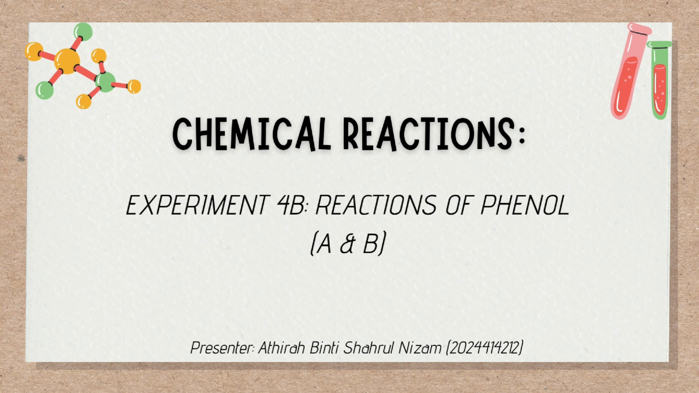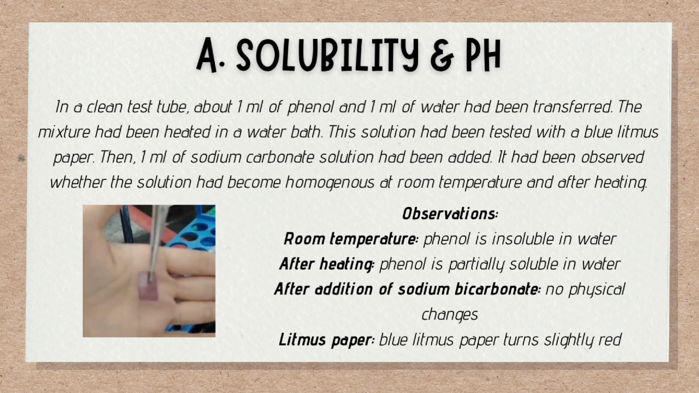Chemical properties of phenol. Part A is solubility and pH. In a clean test tube, about 1 ml of phenol and 1 ml of water were transferred. The mixture was heated in a water bath. The solution was tested with blue litmus paper. Then 1 ml of sodium carbonate solution was added. It was observed whether the solution had become homogeneous at room temperature and after heating.